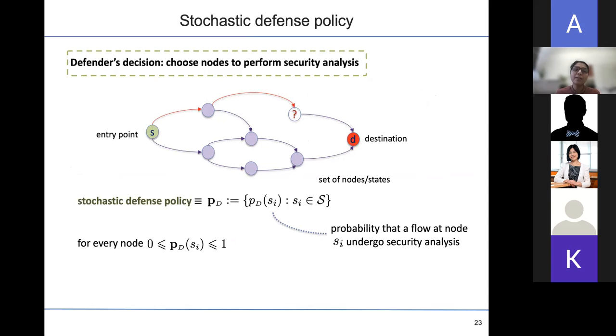And the defender's stochastic policy can be considered as a probability distribution over all possible nodes. Here the big S is the set of all possible nodes. So he is putting a probability that he will choose node Si with probability PD of Si as a security checkpoint. And this value strictly lies between 0 and 1 because it's a probability. And by bold big PD, we denote the set of all such stochastic defense policies available to the defender.